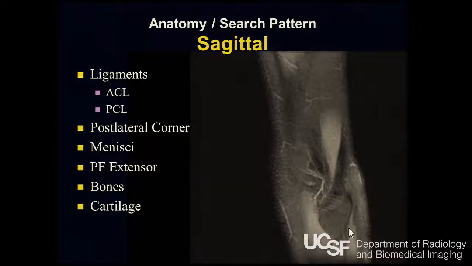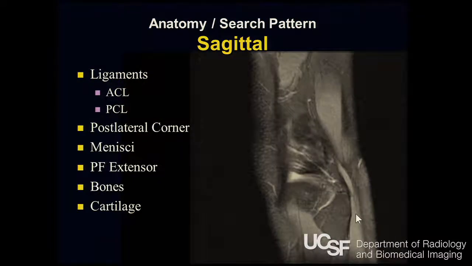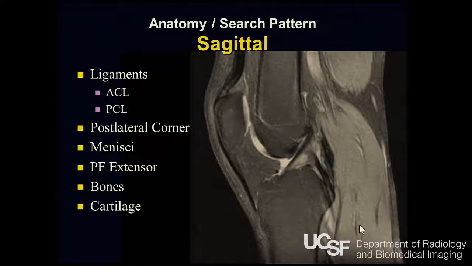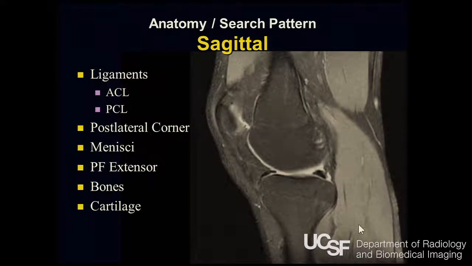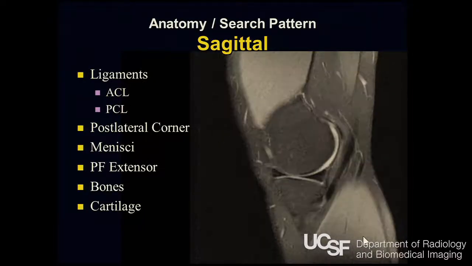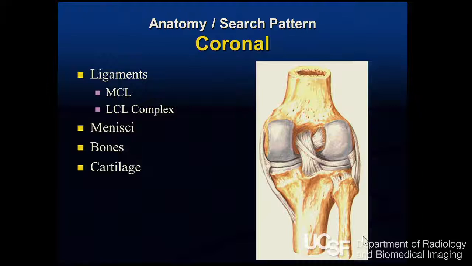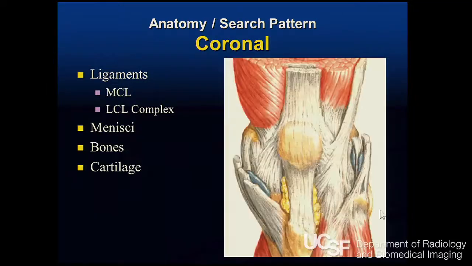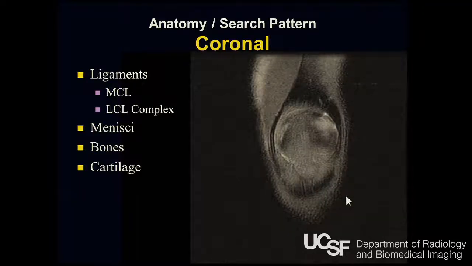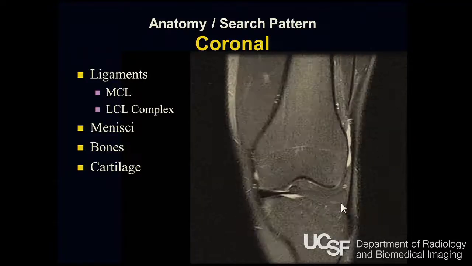And you can see on the sagittal how nicely we get a view of the anterior cruciate ligament, the posterior cruciate ligament, the medial and lateral menisci, the extensor mechanism, as well as the bones and cartilage. Now, as we move on to the coronal sequences, we get a very nice appreciation for the supporting structures, specifically the medial collateral ligament and the lateral collateral ligament.